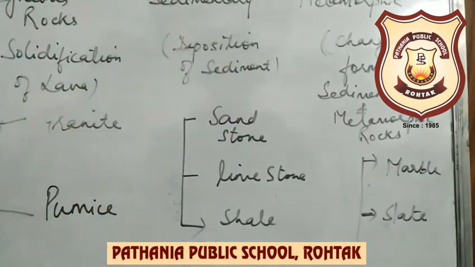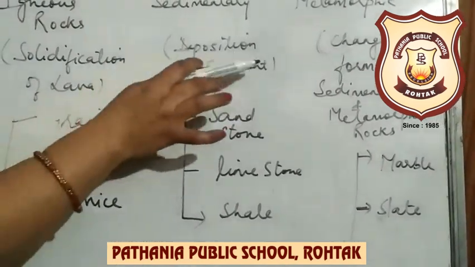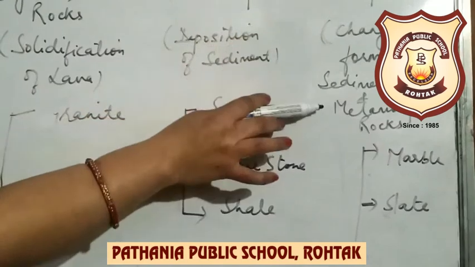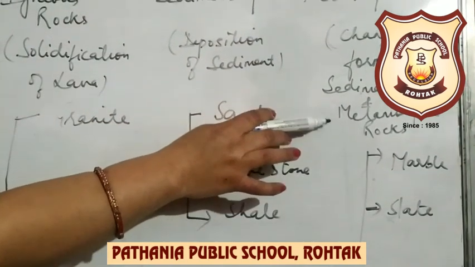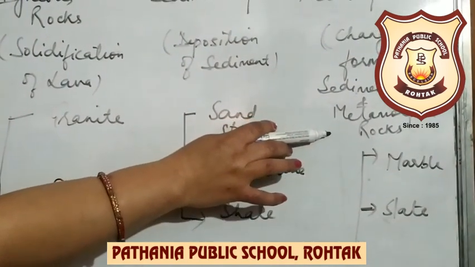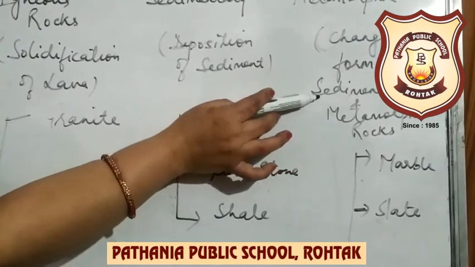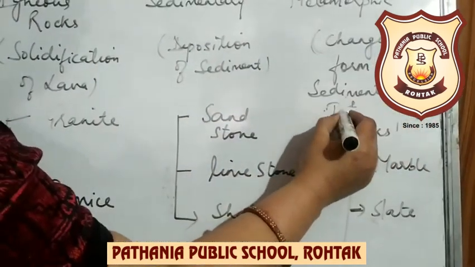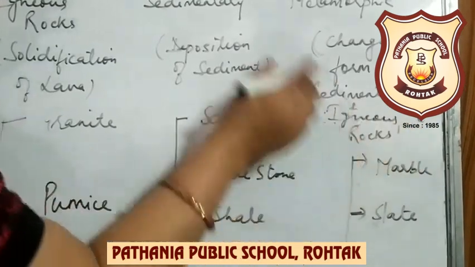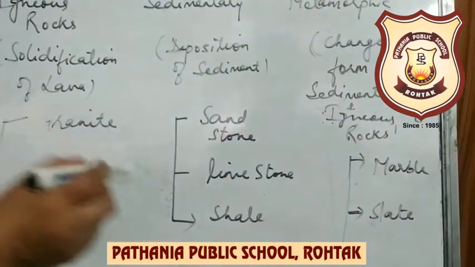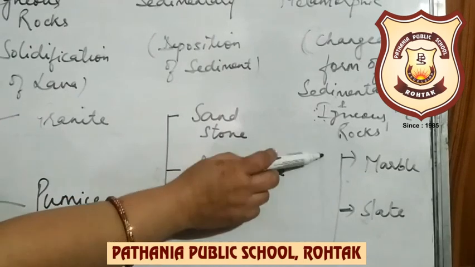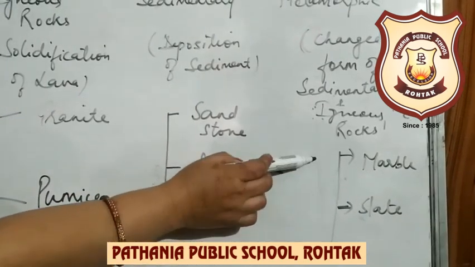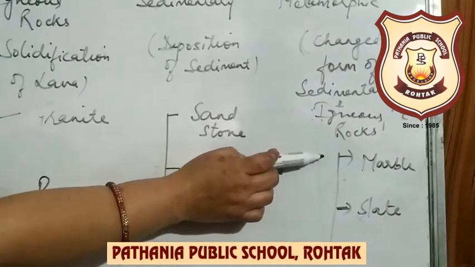Now third, beta, metamorphic rocks. Metamorphic rocks form when sedimentary rocks and igneous rocks are subjected to heat and pressure and undergo a change. Then metamorphic rock is formed. Examples of metamorphic rock are marble and slate. Marble is a metamorphic rock formed from limestone.